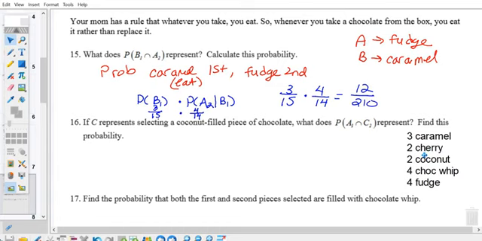So if C represents the coconut, what is the probability of getting a fudge and then a coconut? You have to eat the fudge. So that's the probability of fudge times the probability I get a coconut second after I've eaten the fudge first. There are 4 fudge out of 15. I've eaten a chocolate, so there's only 14 left, but how many are coconut? That's 2.